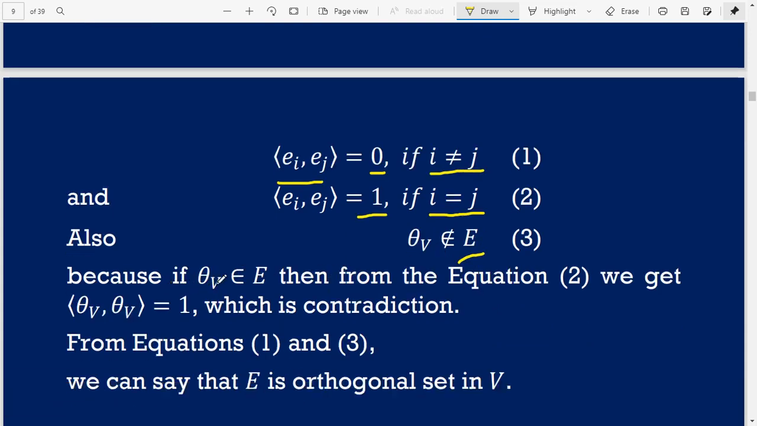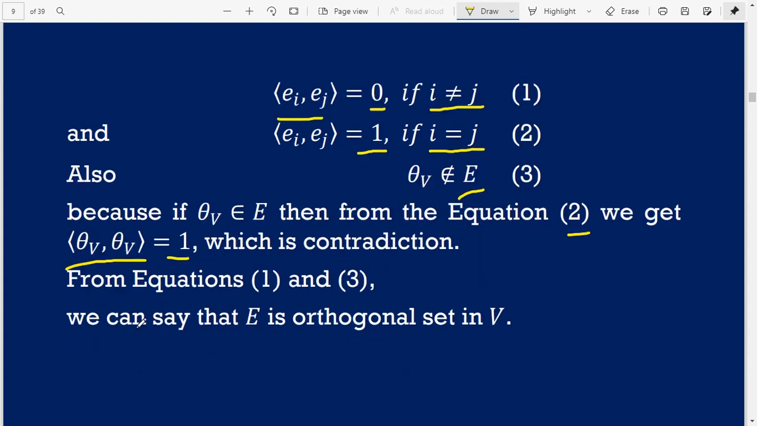because if the 0 vector belongs to E, then from equation 2 we get inner product of 0 vector with 0 vector is equal to 1, which is a contradiction. So from equations 1 and 3 we can say that E is an orthogonal set in V.